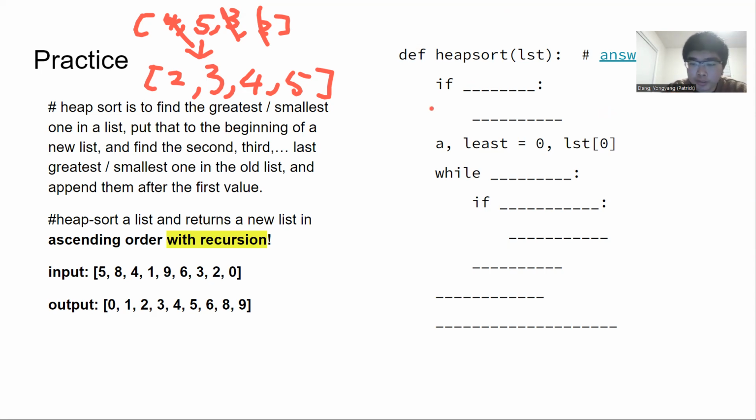So I have defined heap sort list, and then for if, this must be a base case, and for a list with 0, list[0]. So A is 0 and list is the first element. Like mathematically, this is the first element of the list. Yeah. So while if, and then I have a bunch of this.